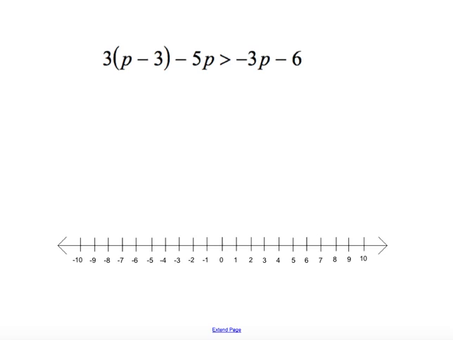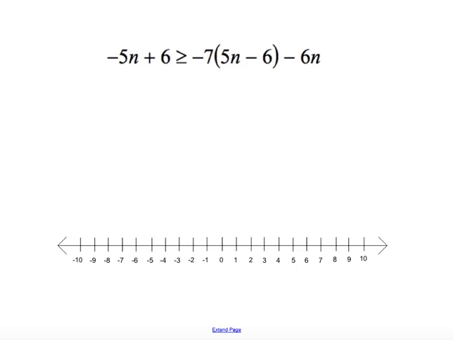Okay, I want to do this example. We'll make this one the last one. I have negative 5n plus 6 is greater than or equal to negative 7 times the quantity 5n minus 6 minus 6n. So it says distributive, a whole lot of stuff in here. So we're going to start by actually distributing.